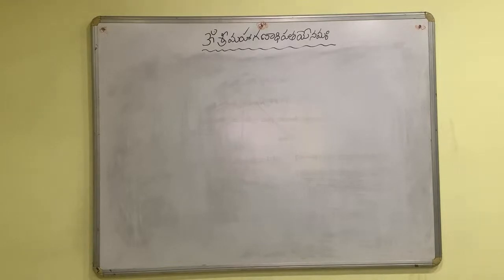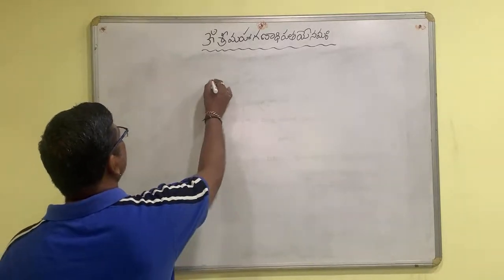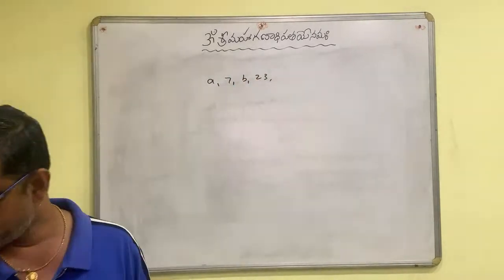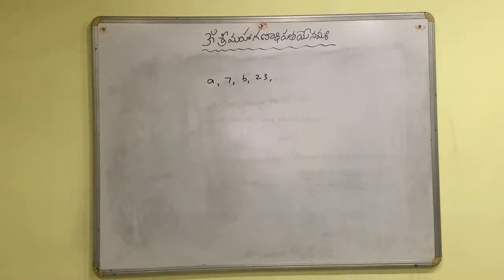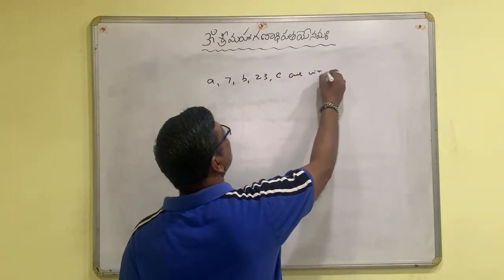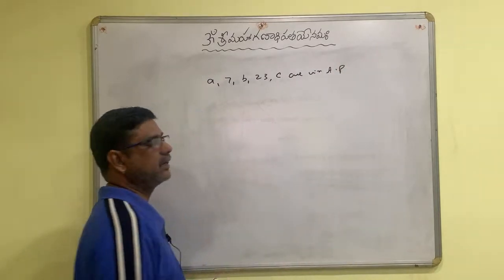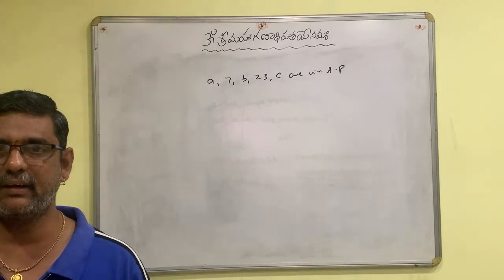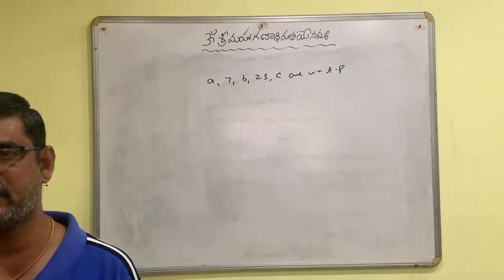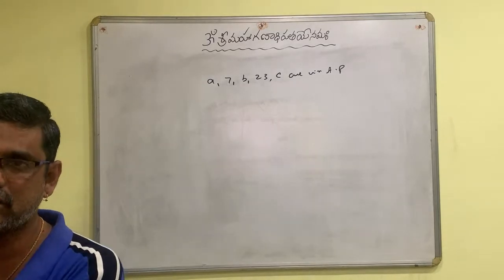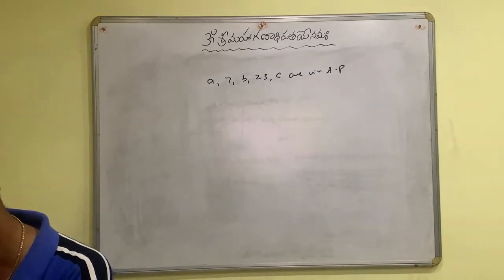If A, 7, B, 23, C are in AP, we need to find out A, B, C values. A, 7, B, 23 and C, they are in AP. We need to find out A, B, C values. Okay, now.